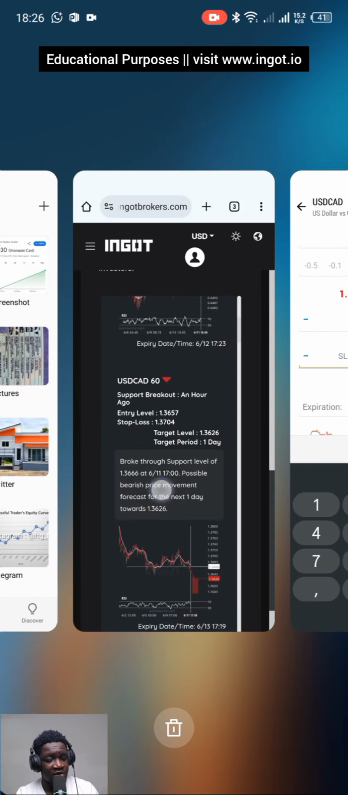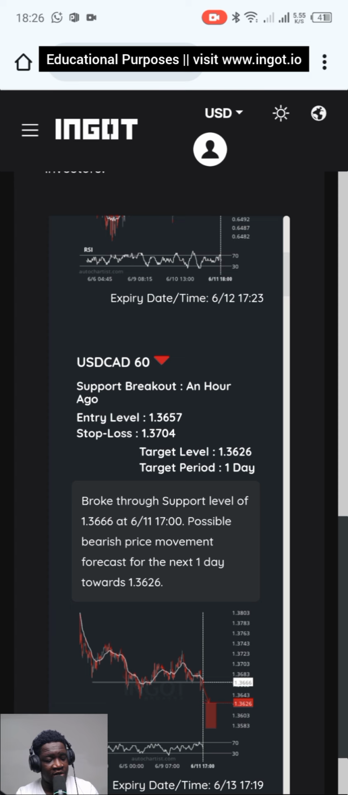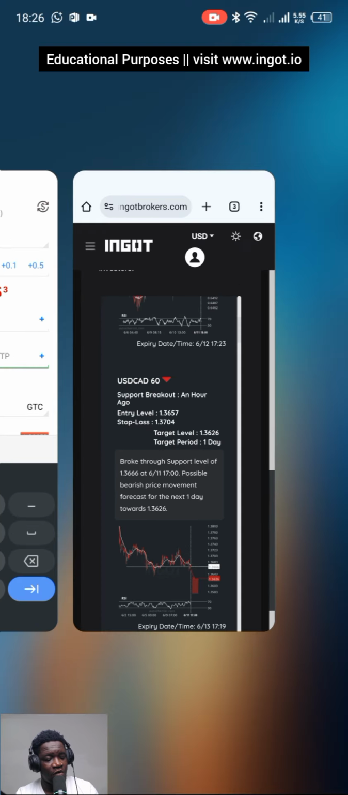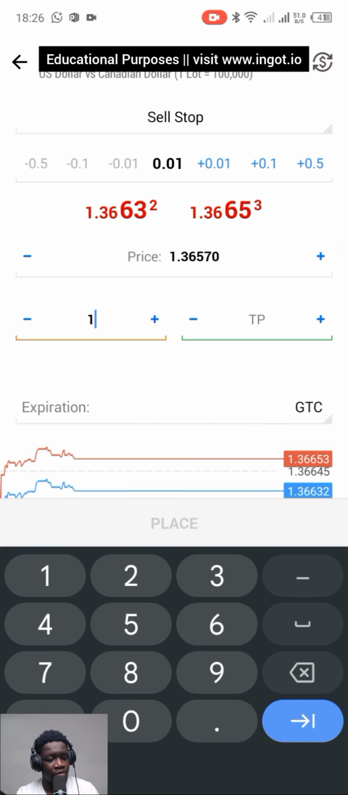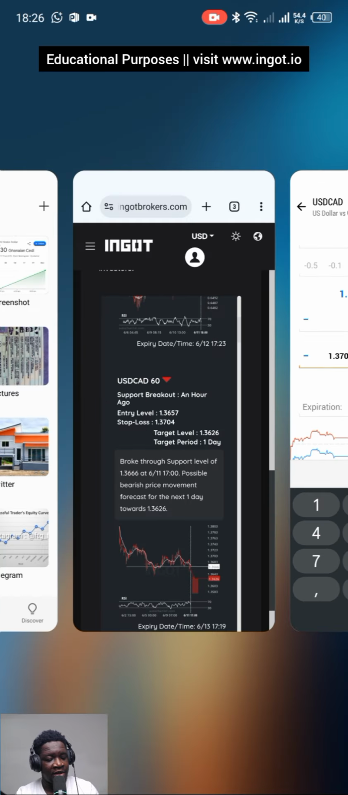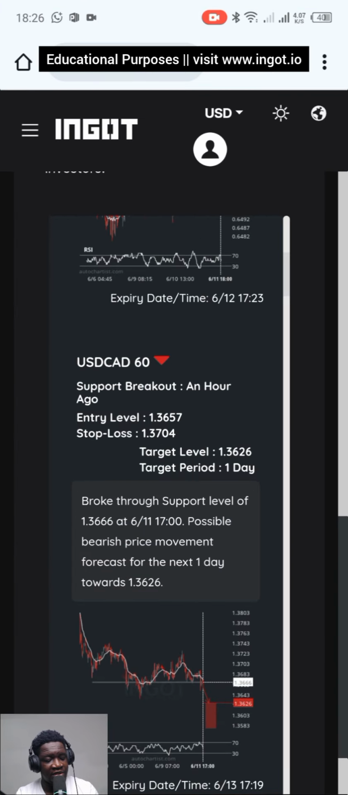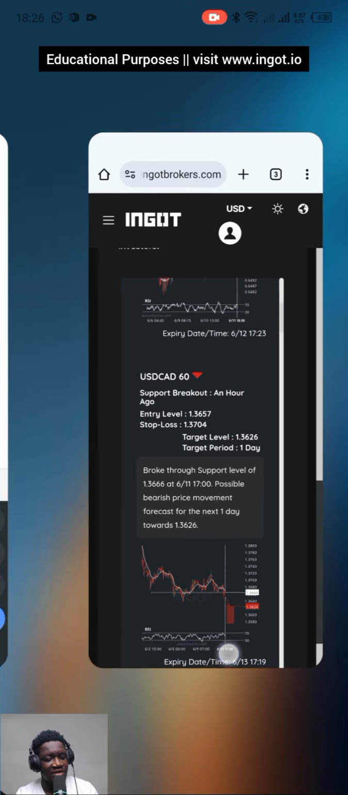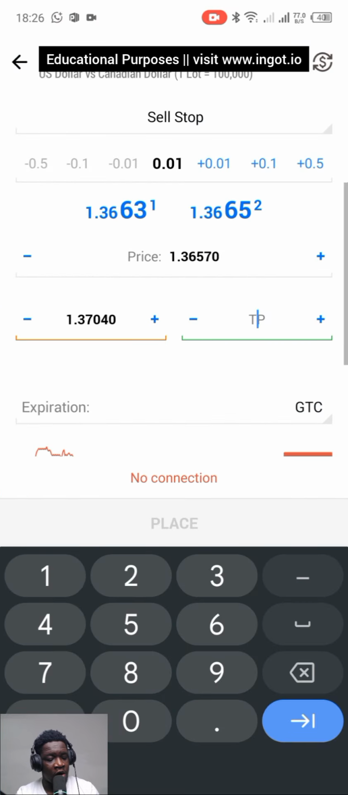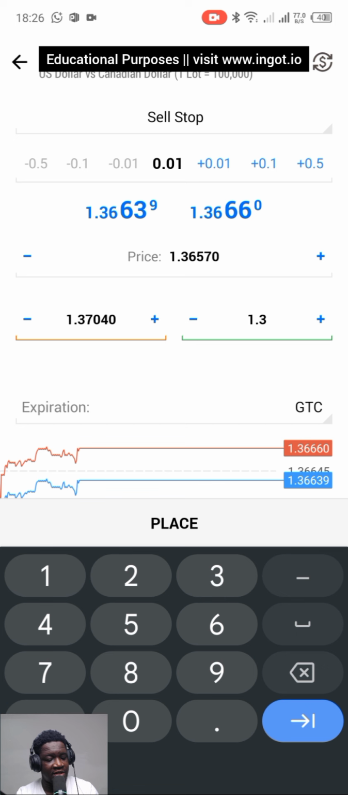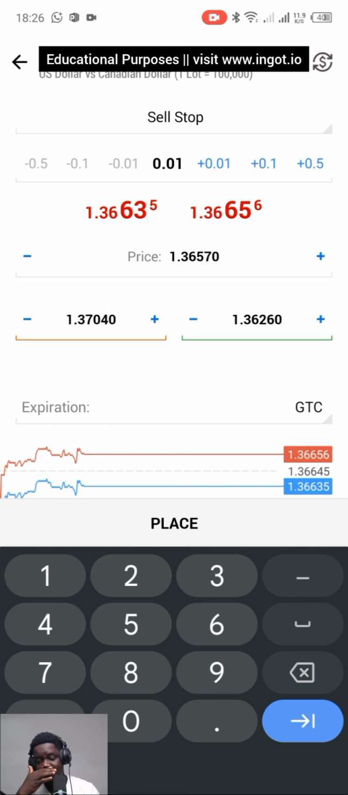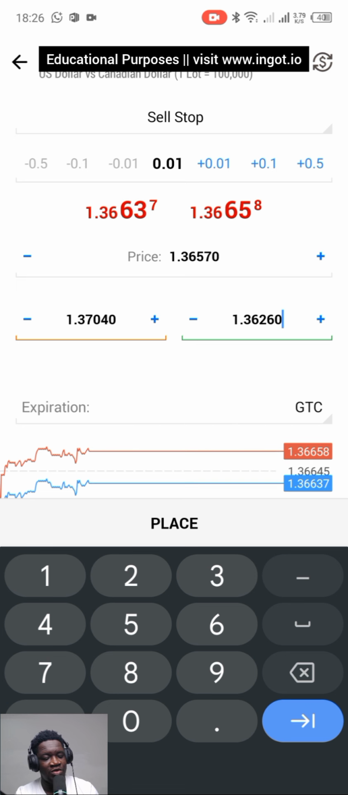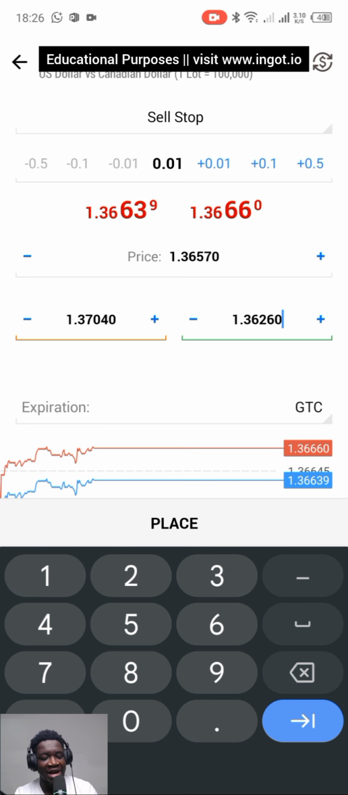And what's the stop loss? The stop loss here is 1.3704. Yeah, there's a zero to it. What's the take profit? The take profit is 1.3626, so 1.36260. Okay, just to ensure that, look at the numbers that keep changing. After the decimal point, you see 5 numbers there. So that's why we also want to have 5 numbers after the decimal point. Okay, so we're just adding the zeros.